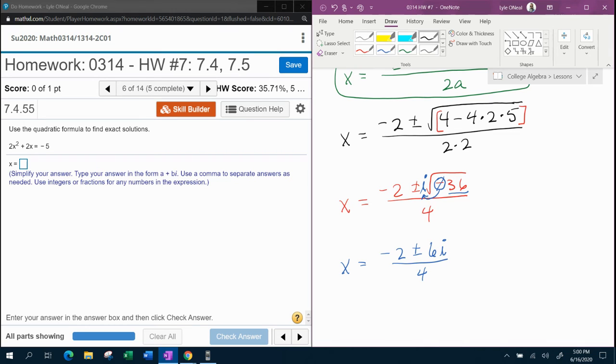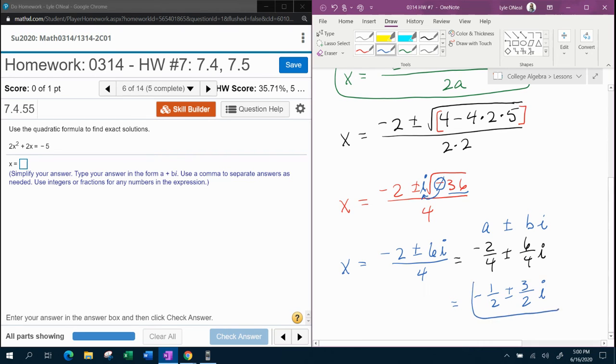And then we actually need to take this another step. Since the answers are complex, we need to write those answers in standard form. So we're going to have negative 2 over 4 plus or minus 6 over 4i. Do you see standard form means that you have an a plus or minus bi? And then we need to reduce those fractions to lowest terms. So negative 2/4, that's negative half. And 6/4 will reduce to 3/2. And then this is where I'm going to stop, because that should be the answers reduced to lowest terms and in standard form.